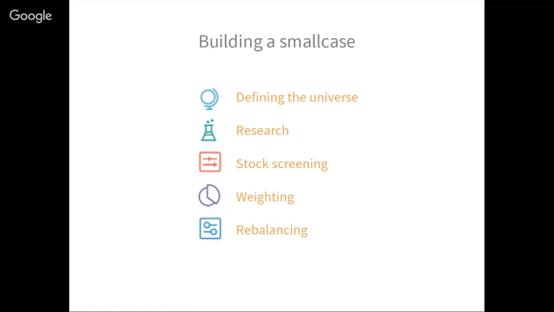Another well requested option is a systematic investment plan for small cases. So we are working on it. It's in the pipeline. It'll be coming up very soon.